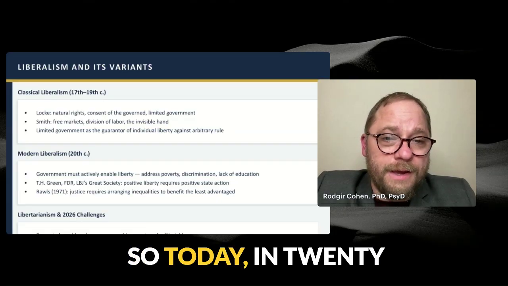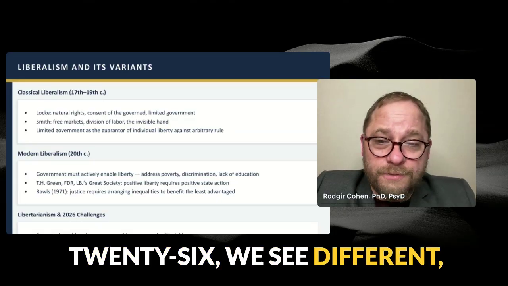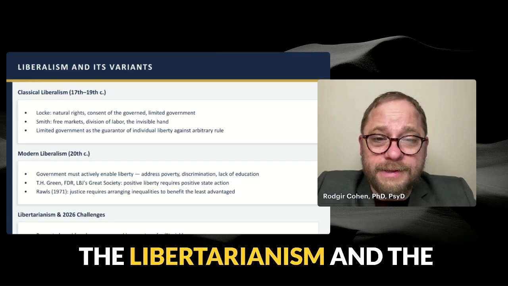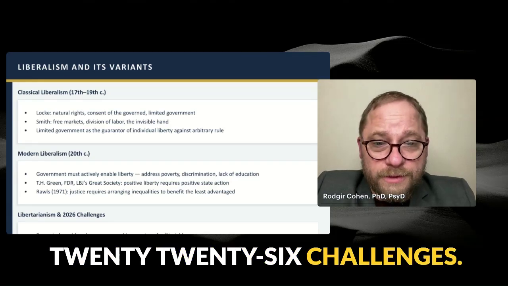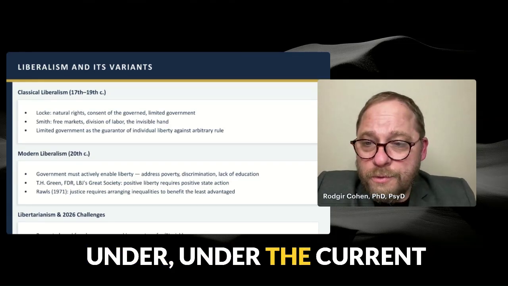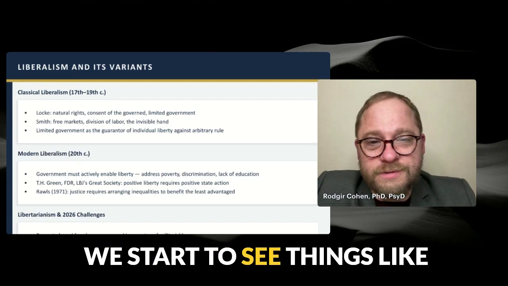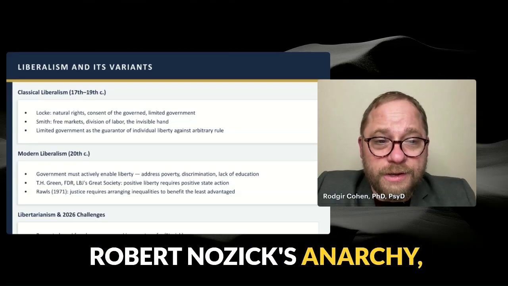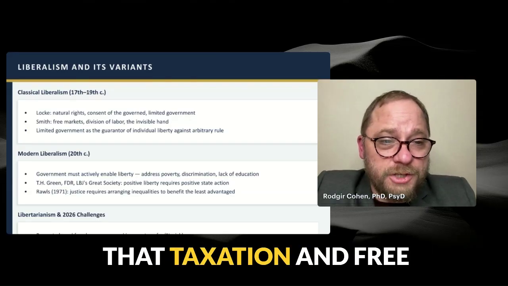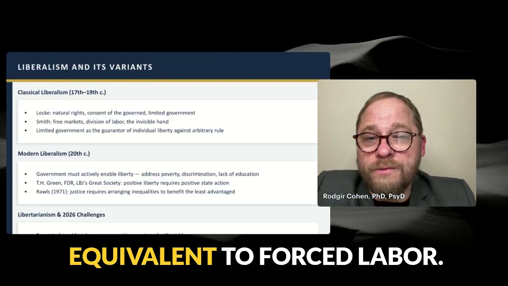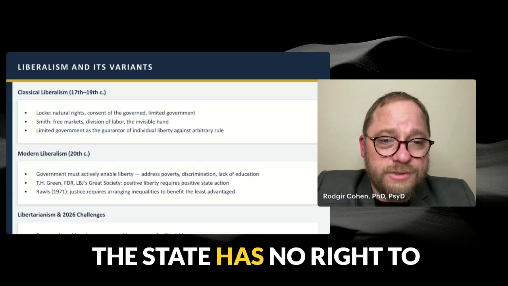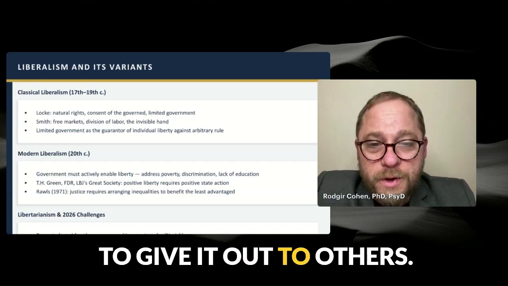So today, in 2026, we see different changes within this: libertarianism and the 2026 challenges. Under the current libertarian movements, we start to see things like Robert Nozick's Anarchy, State, and Utopia, which argues that taxation and redistribution are morally equivalent to forced labor. The state has no right to take what you've earned to give it to others.